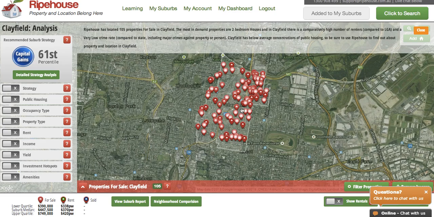Each of the red markers on the map here are properties currently for sale on the market. The darker the red, the more expensive. The white background icons are actually options or price withheld. Okay, so first step is validate the suburb strategy.